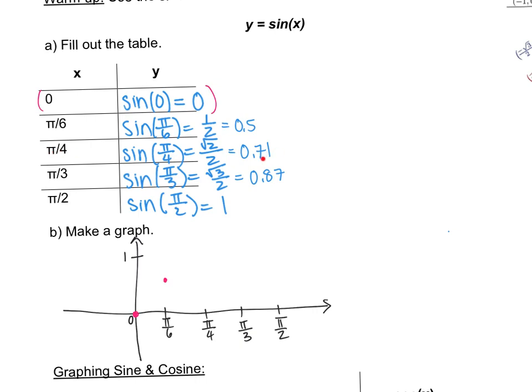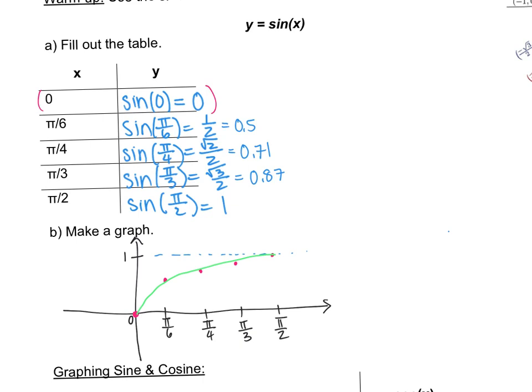And at pi over 4, we have about 0.71, so a little bit higher. And then pi over 3 is just a little bit higher at 0.87. And then at pi over 2, it should be hitting 1. If I make a little dash line to show this, at pi over 2, it should hit about 1. And so if I connect the dots here, I can start to notice that a sine graph, or y equals sine x, has a curve shape. And so that's what I want us to notice.